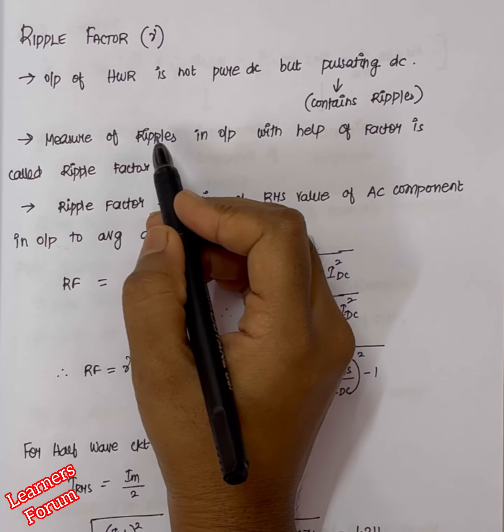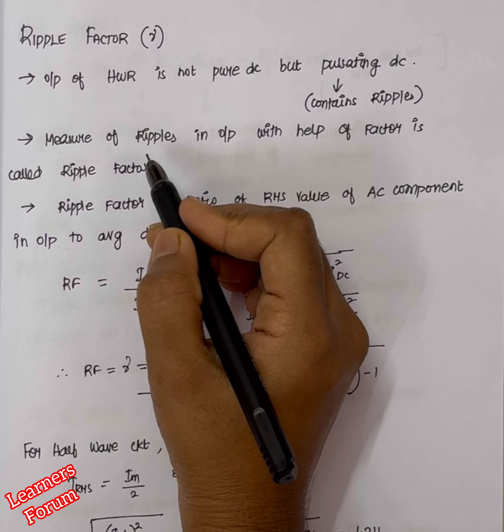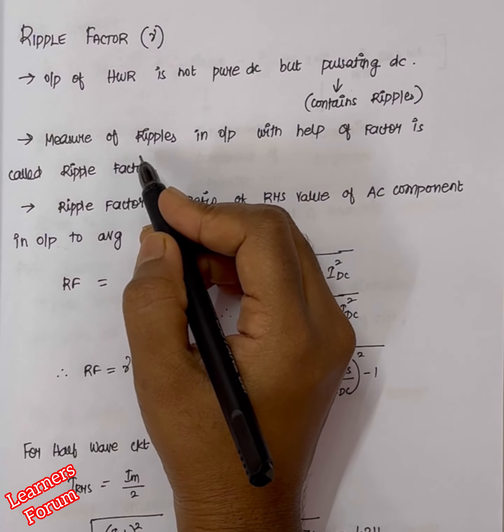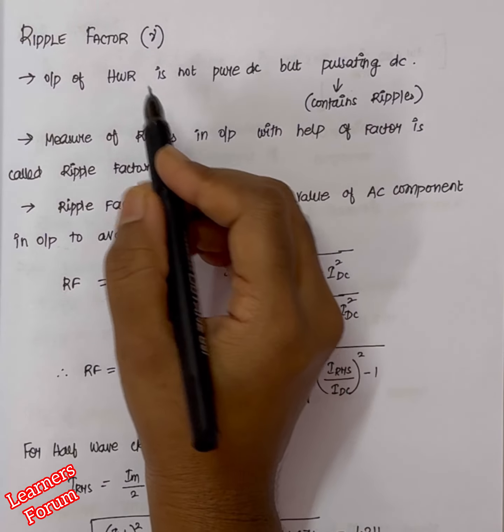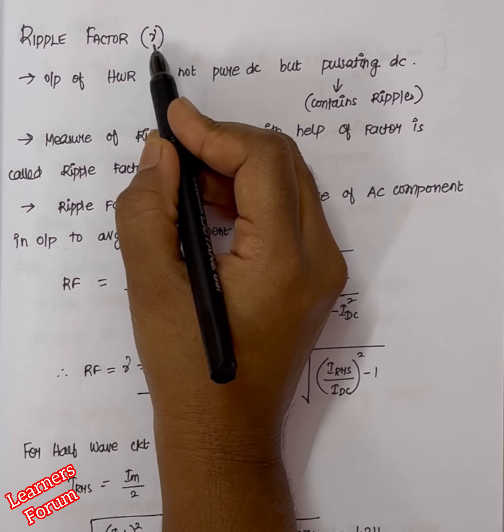So the last video was about the parameters of the half-wave rectifier. In continuation with that, let us see the next parameter, which is the ripple factor, represented by gamma.